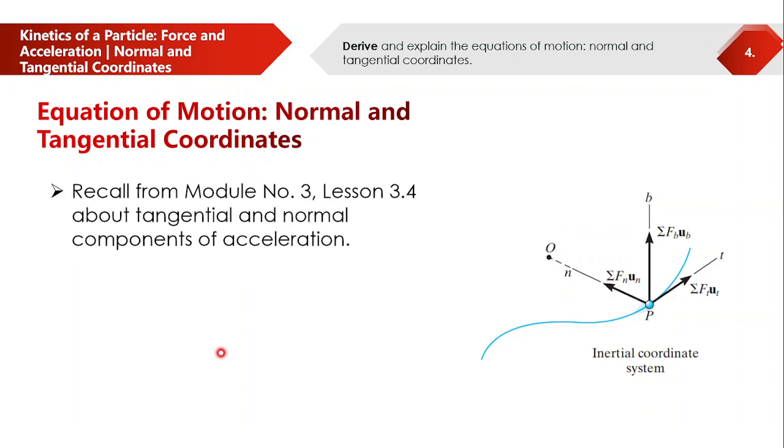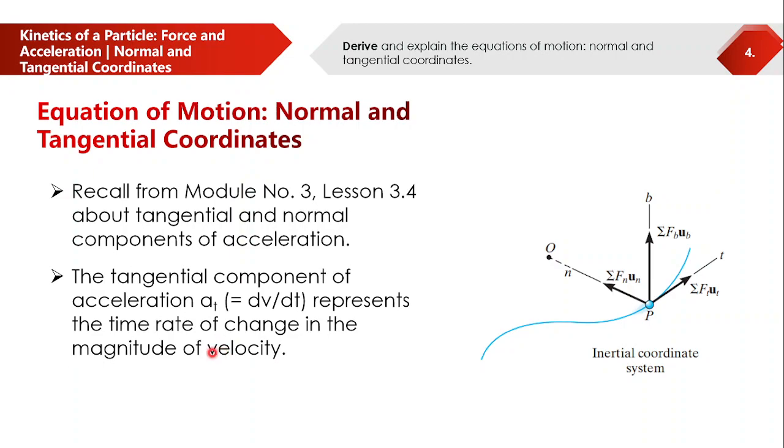Okay, so recall from Module 3, Lesson 3.4, about tangential and normal components of acceleration and how to solve them. To solve for the tangential component of acceleration, a sub t is equal to dv over dt. So that will be the time rate of change in the magnitude of the velocity. Always take note that if we're talking about the tangential component, the concern is always the magnitude of the velocity.